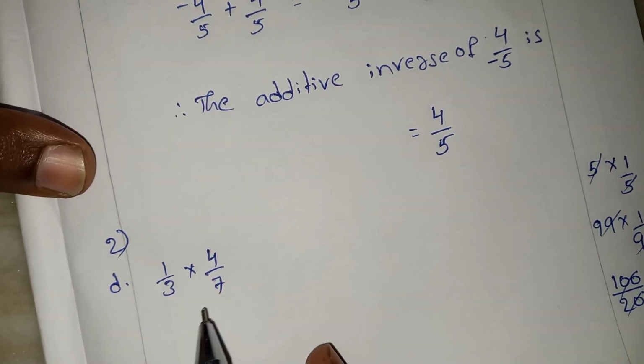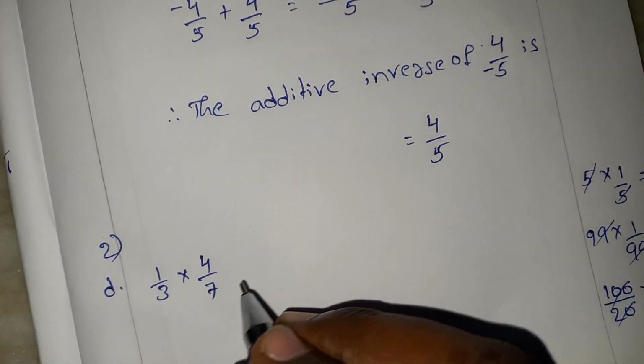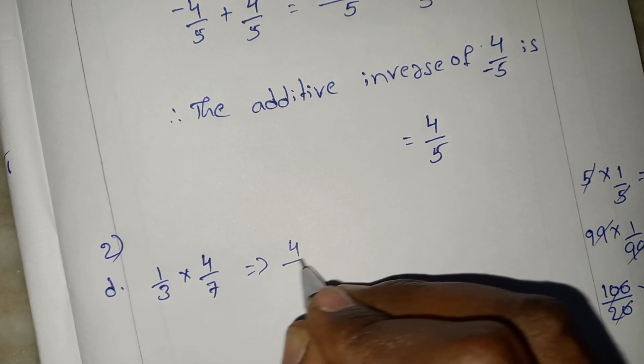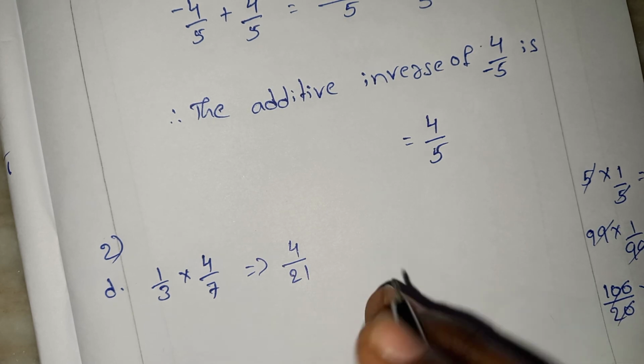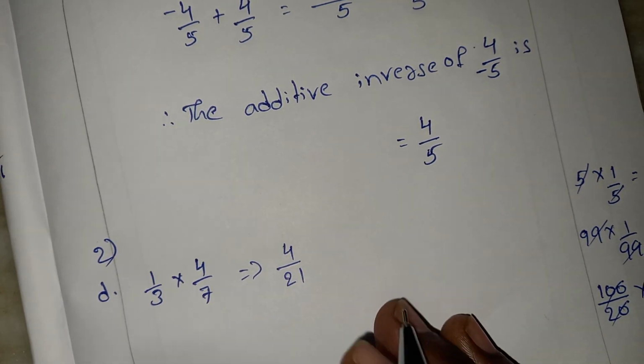So let us move back to our question. In our question they gave a number. First we have to resolve this number. 4 into 1, 4. 3 into 7, 21. Now you have to write the multiplicative inverse of this number.